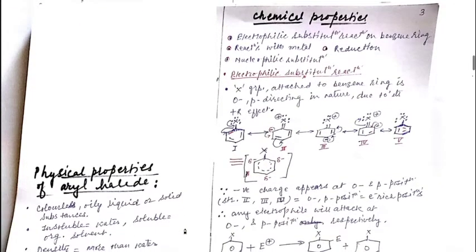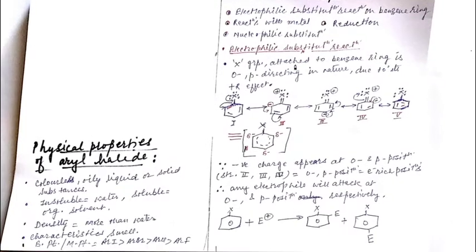Now let us start chemical properties of aryl halides. Aryl halides broadly give 4 types of chemical reactions. First, electrophilic substitution reaction on the benzene ring. Second, reaction with metal. Third, reduction. And fourth, nucleophilic substitution reaction. Let us begin with electrophilic substitution reaction.